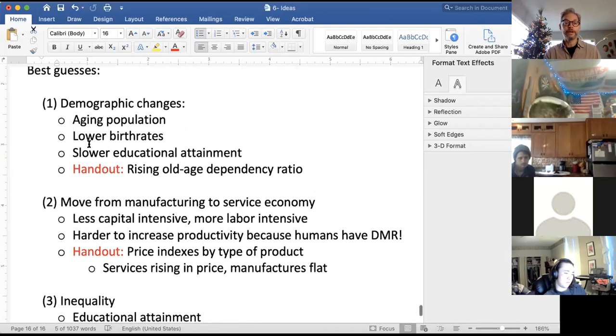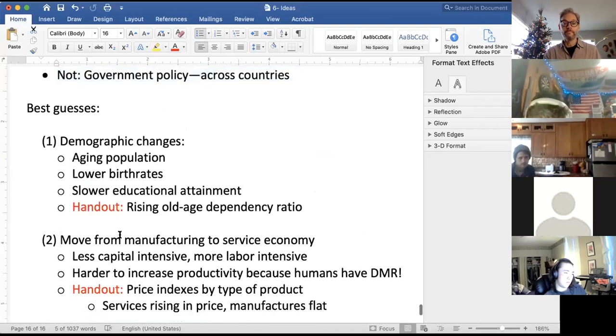Some people have pointed to the move from manufacturing to a service-based economy, making the argument that we now have a much more labor-intensive economy. But the problem with labor-intensive economies is it's harder to increase the productivity of labor because labor involves humans, right? And humans have natural limits to their productivity, right?